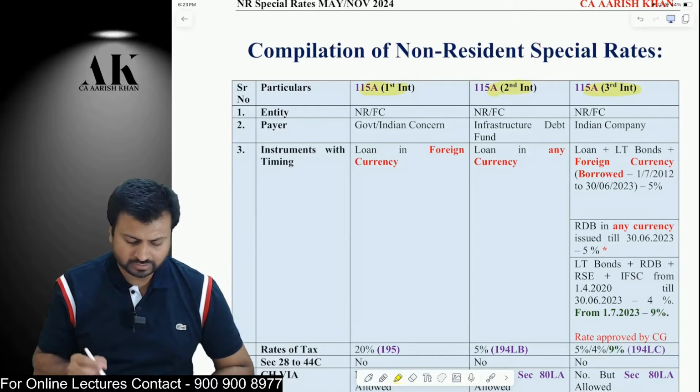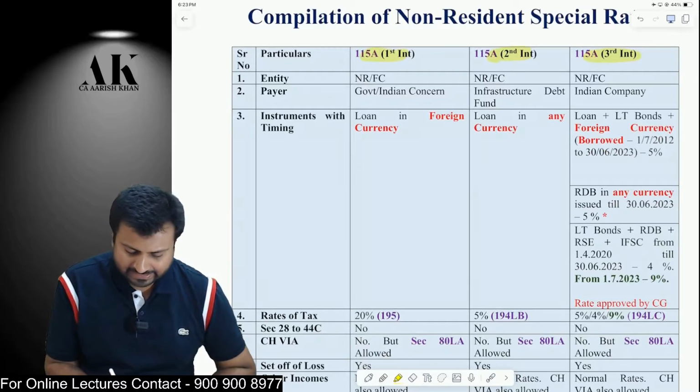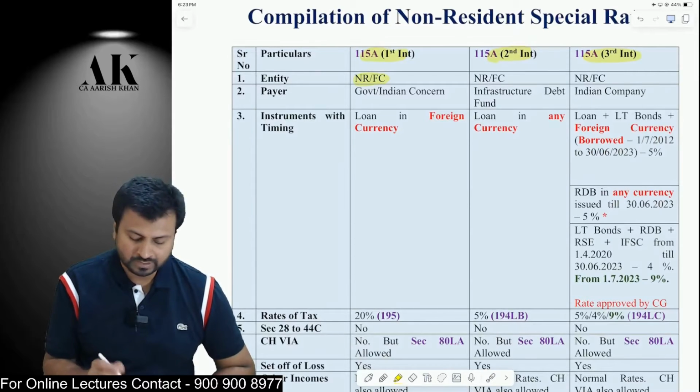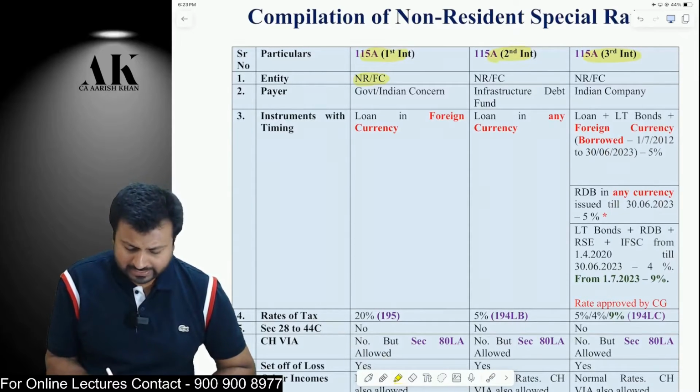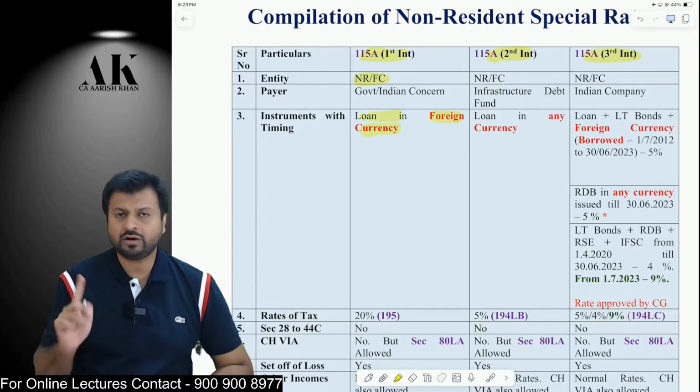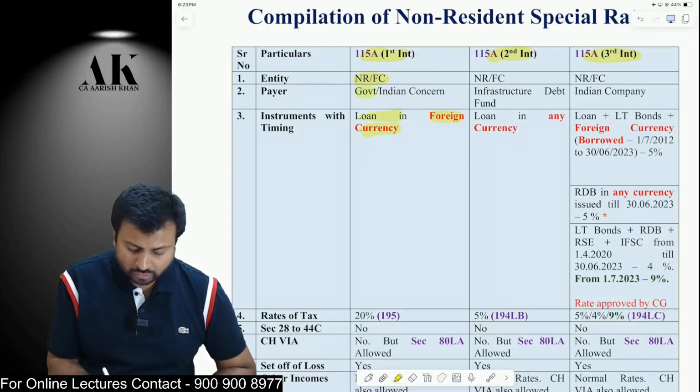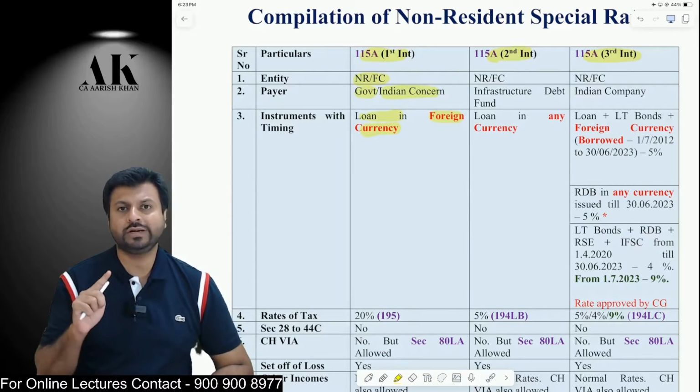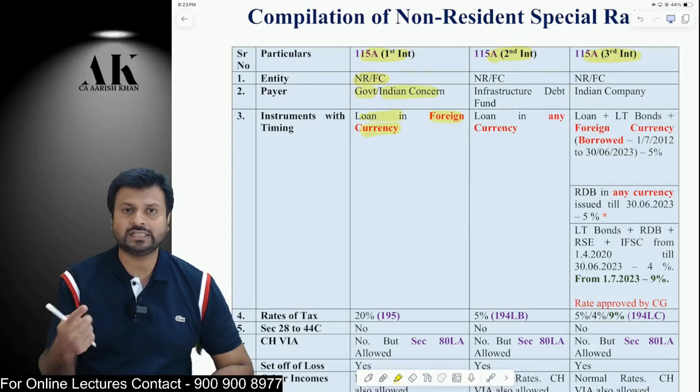Now let me talk about the first one. In the first one, who is the assessee? The entity is a non-resident and foreign company. What is the non-resident and foreign company doing? They are giving a loan in foreign currency. Very important. They are not giving a loan in Indian currency. They are giving a loan in foreign currency. To whom are they giving the loan? They are giving a loan to the government or an Indian concern. They are not giving a loan to Indian companies. They are giving a loan to Indian concerns and the government.